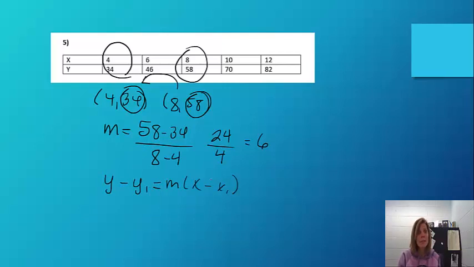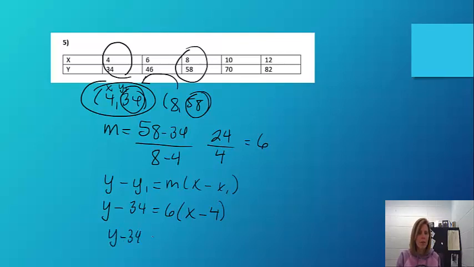Hopefully you can write that in your sleep by now. And then I still am going to pick that first point. So I'm going to pick an x and my y. So plugging things in, I'll get y minus, my y is 34. My slope is 6. And then x minus the x value is 4. All right. And then from there, let's get rid of those parentheses.